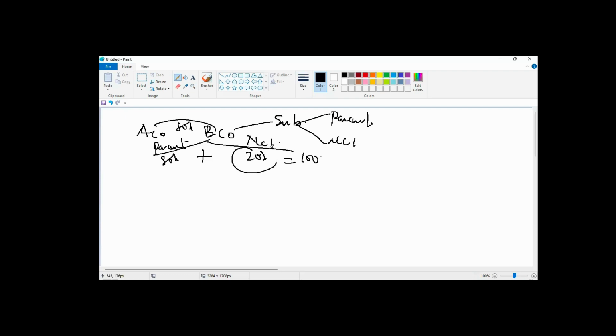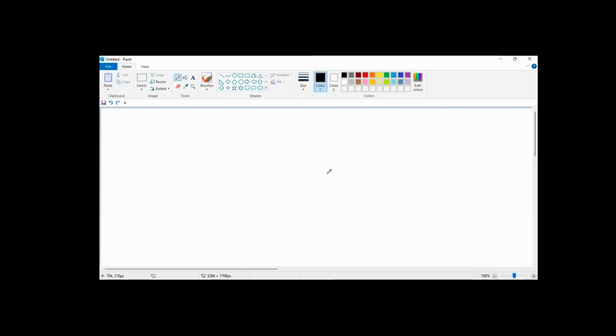We only know the percentage. What about the value of NCI? That is what we want to do now. We want to do valuation of NCI. How is NCI going to be valued? We will look at it. Valuation of NCI.